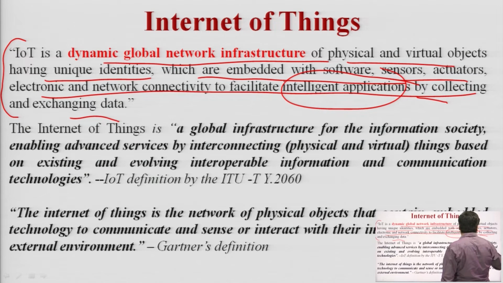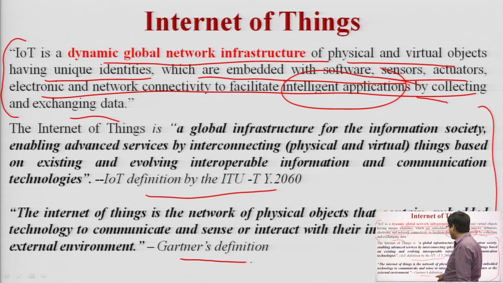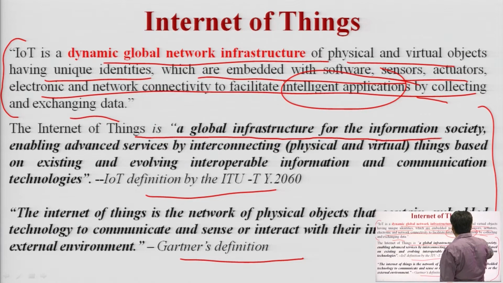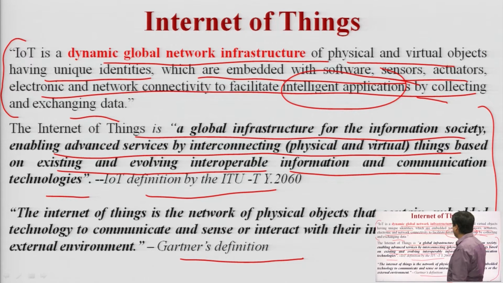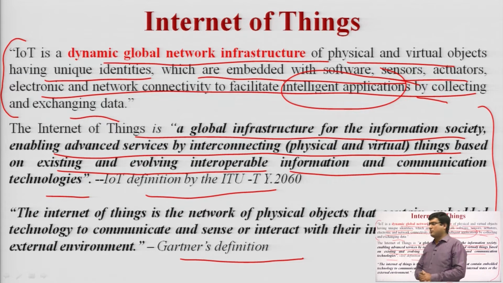We have taken some definitions from the internet: the IoT definition by the ITU and the Gartner definition. The Internet of Things is a global infrastructure for the information society, enabling advanced services by interconnecting physical and virtual things based on existing and evolving interoperable information and communication technology. So, IoT is a global infrastructure, used worldwide. It is a world in which we are using many types of devices, all using these technologies. The Internet of Things is the network of physical objects.